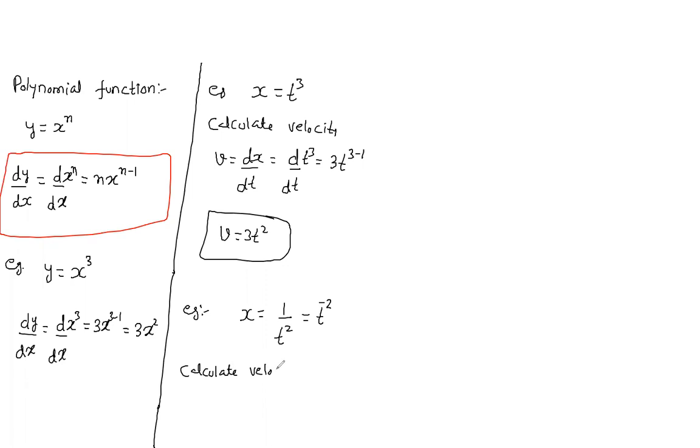Noor, what should be velocity in this case? V is dx over dt. D over dt of t to the power minus 2. Yes, Noor. Complete this derivative. So it's minus 2 into t to the power minus 2 minus 1, right? Instead of n, I'm using minus 2. So that will be minus 2 t to the power minus 3. So this is the expression of velocity, which is minus 2 t to the power minus 3.